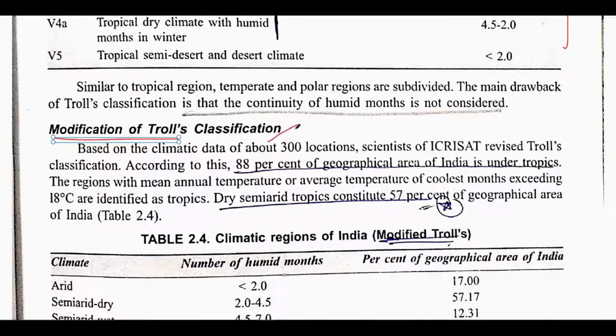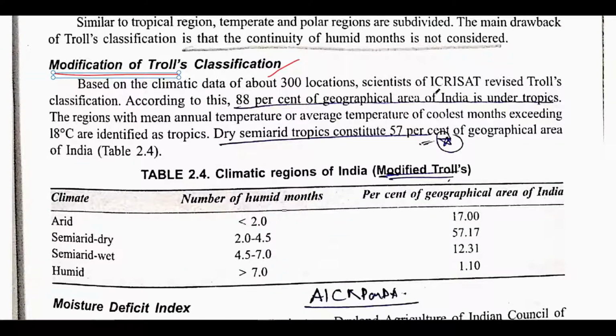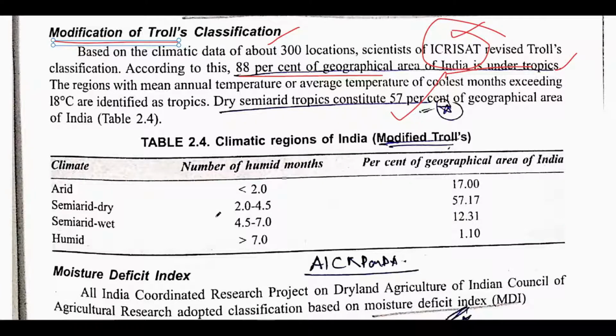This classification of Troll is very important, and more important than this is the modified form of Troll's classification, because the modified form was used by ICRISAT, according to which 88% of the geographical area of India is under tropics. This is very important, and out of this 88% tropical area, 57% of the geographical area of India is under semi-arid dry region. This table is very important, the number of humid months as well as the geographical area percentage.